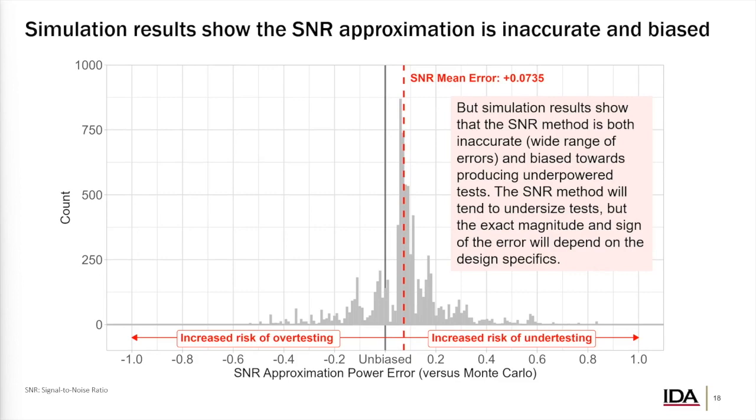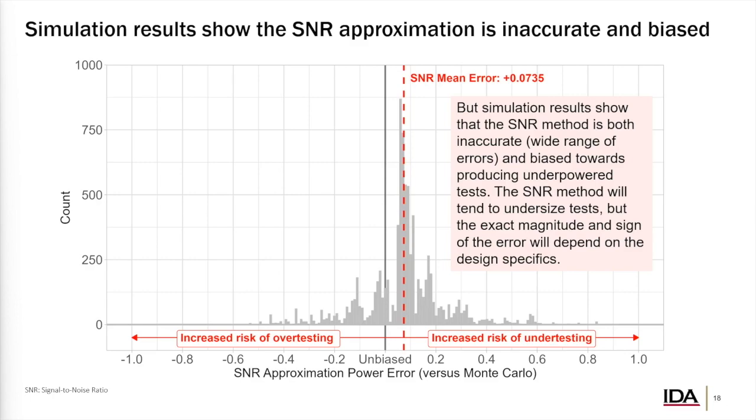It's a little harder to see, but you can kind of make it out. You can see that we have a slight bias towards increasing the risk of under testing, which is to say the SNR approximation tends to over predict power. However, note the width of this distribution. When I talk about accuracy, we have over predictions with the SNR approximation of up to 0.8. This is the equivalent of thinking you have 90% power when you actually have 10%. So you conduct a meaningless test when you think you're real sure of these results.